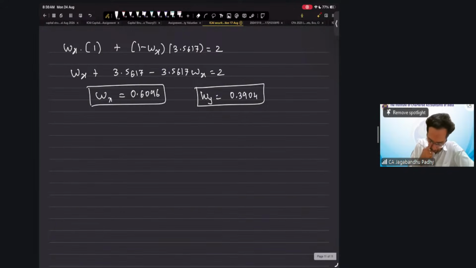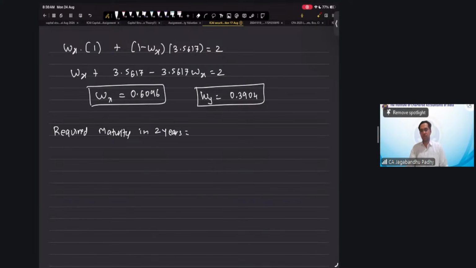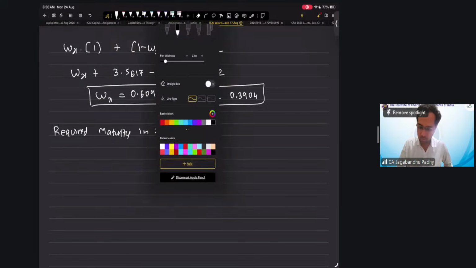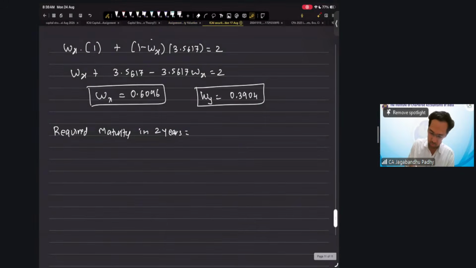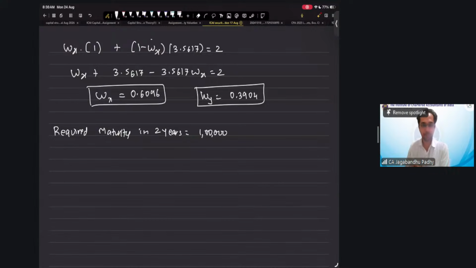Now, understand what the required maturity is. How much is required in 2 years? What is the amount that we need at the end of 2 years? You can say it is 1 lakh, right? We'll need 1 lakh after 2 years. So the required amount in 2 years is 1 lakh.